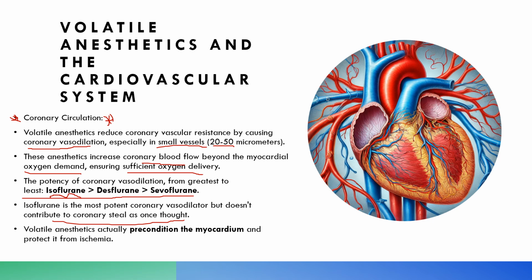So volatile anesthetics actually precondition the myocardium and protect it from ischemia, because we're increasing the amount of coronary blood flow beyond that O2 demand. So we're hyperoxygenating all this tissue, and we're allowing it to receive more blood flow than what it needs.